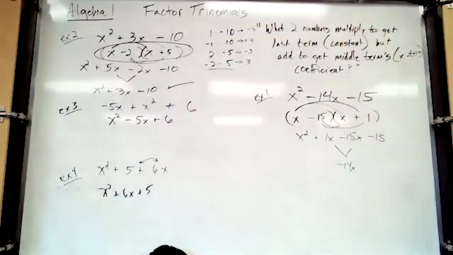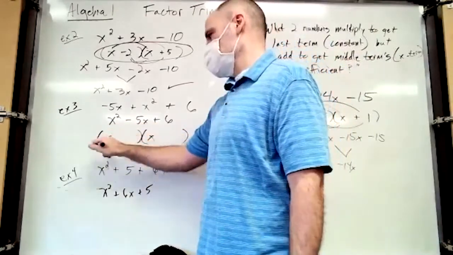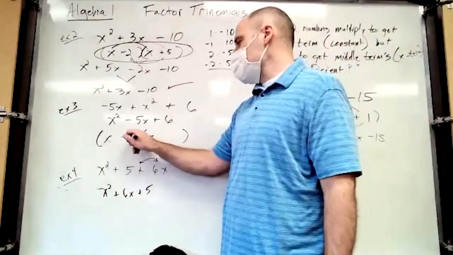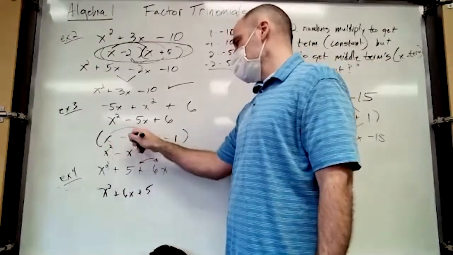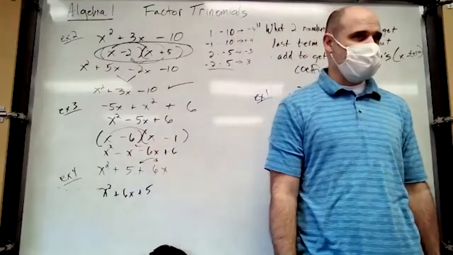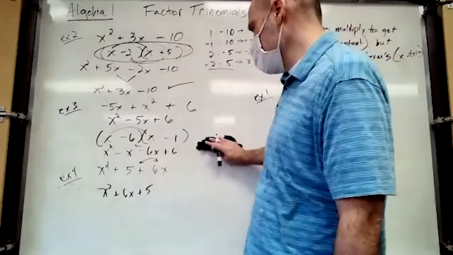All right, do you guys need another minute to do 3 and 4, or do you got it? Anyone have an answer for 3? Yes, Audrey. Negative 6 and negative 1. So let's try that. So you get x squared minus x minus 6x plus 6. What's negative x and negative 6x? Negative 7x. So that one did not work.